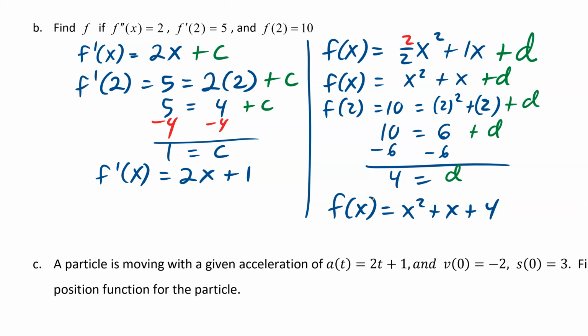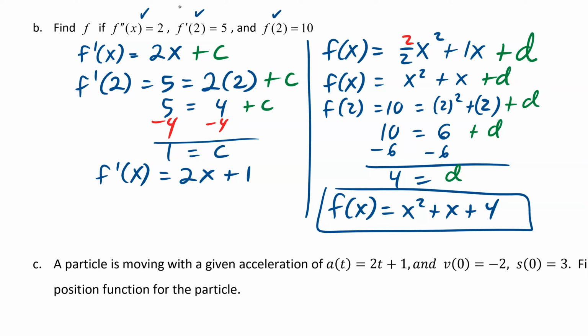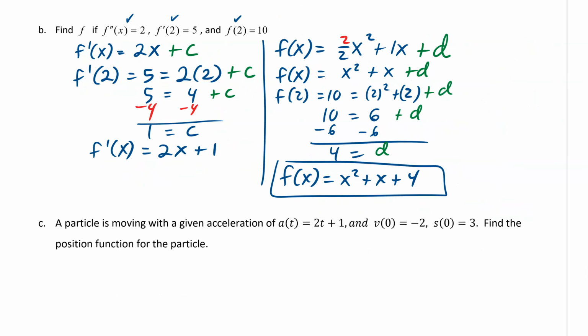And again, we have to check. So we plug into 2 squared plus 2 plus 4, and that should be 10. So 4 plus 2 is 6, plus 4 is 10. Checks perfectly. If we take the derivative, we get 2x plus 1. Perfect. Derivative of that is 2. This is our function. It meets all of our criteria. Check, check, and check. All right, so now let's try this in application form.